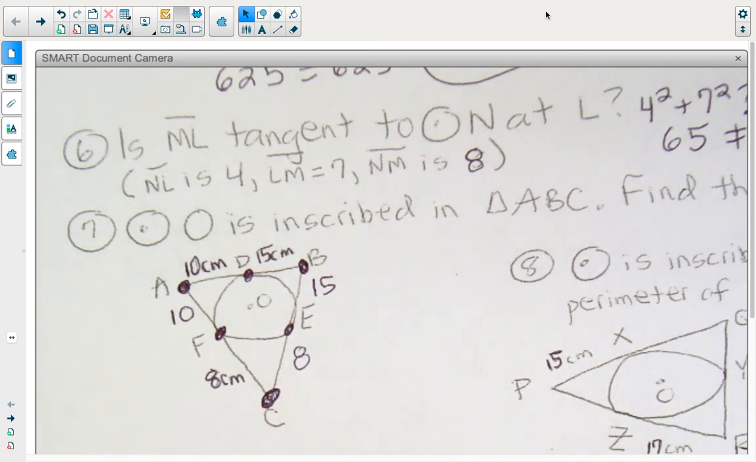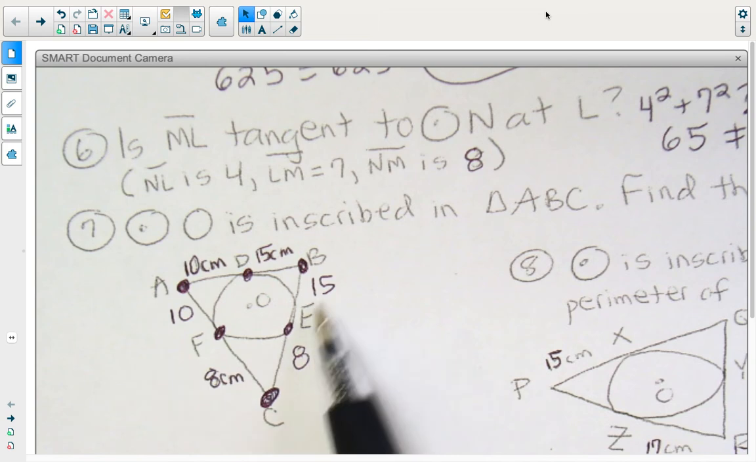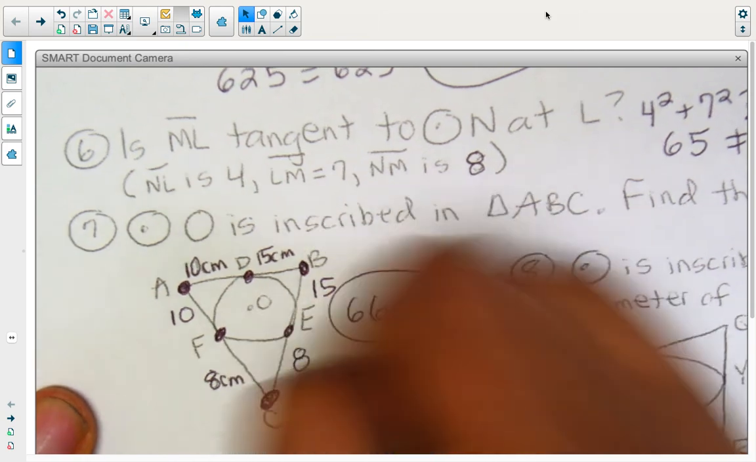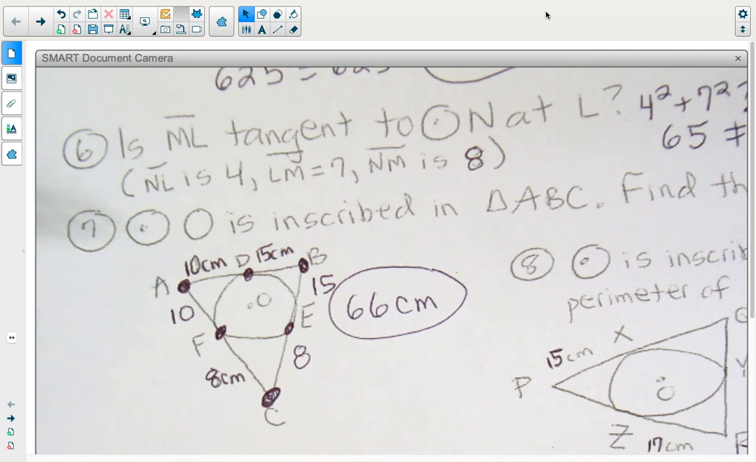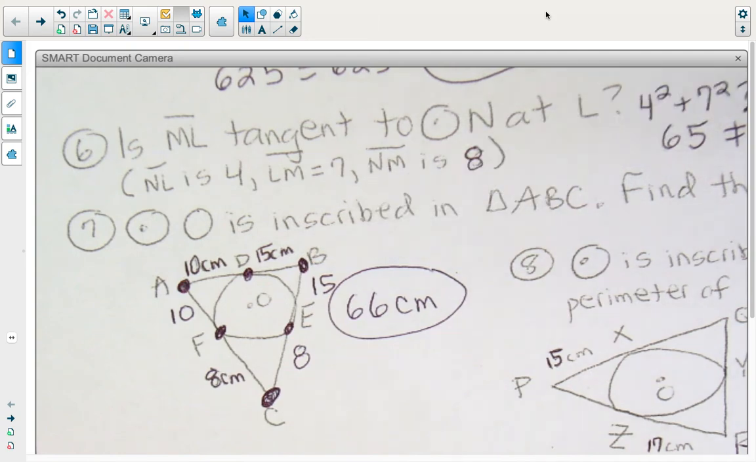Now, the problem asks us to find the perimeter. So you just add all these up: 15 plus 10 plus 10 plus 8 plus 8. Use any kind of calculating tool if you want to. You got 66 centimeters. So if you have two line segments tangent to a circle from a point outside of the circle, they are congruent. So AD and AF are congruent, CF and CE are congruent, and BD and BE are congruent.